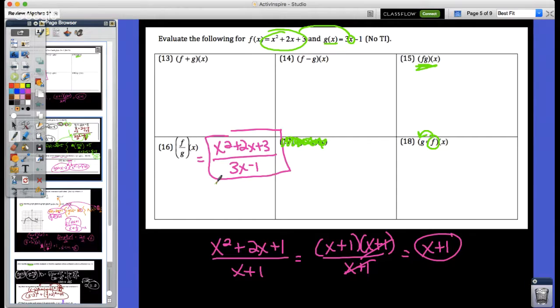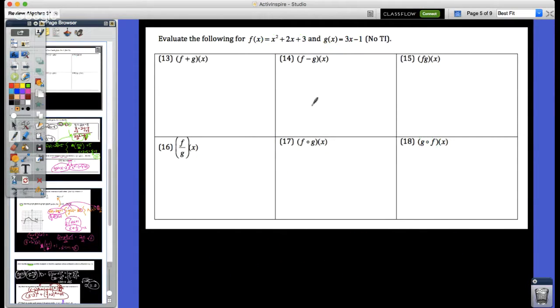Okay. Fifth time, all right. 15, we're going to plug it in. X squared plus 2x plus 3. And we're going to multiply that by G, which is like 3x minus 1, okay? So that's the game plan. So we're going to distribute this thing. So we're going to go x squared to each.